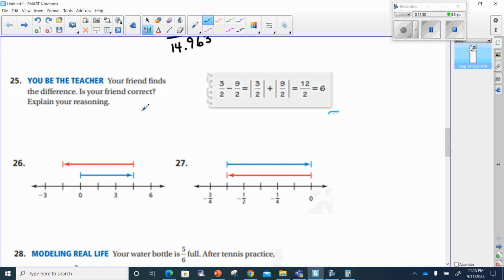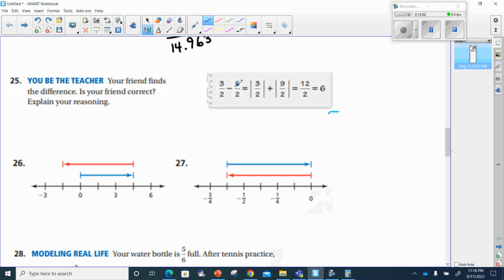All right, let's go to number 25. Your friend finds a difference. Is your friend correct? Explain your reasoning. Let's see. He took this here and said, since I have different signs, I'm going to find the absolute value of this and add it to the absolute value of this. And that's going to equal 12 over 2, which is 6. I cannot agree with this because when my signs are different, I find the difference, which means I'm going to subtract. So this part here is wrong, right?